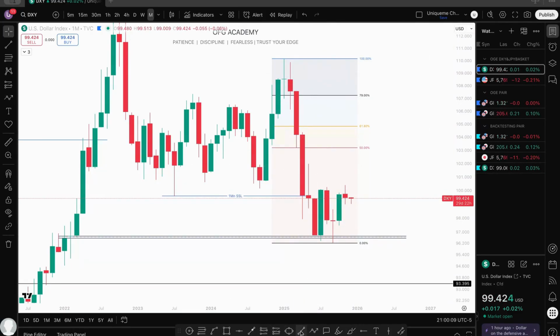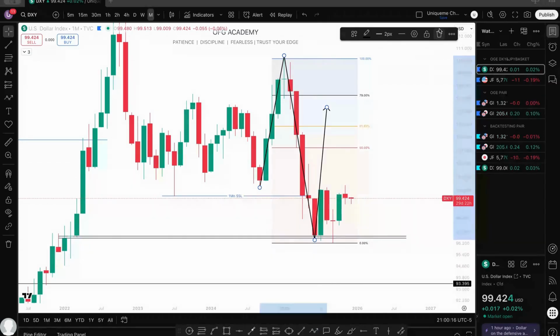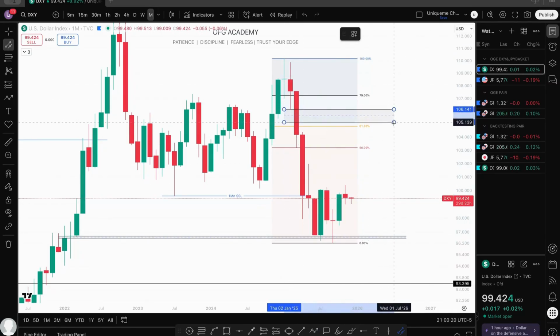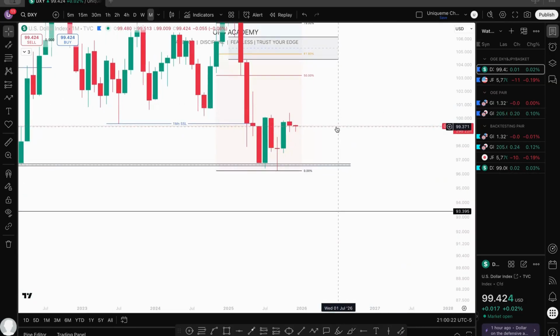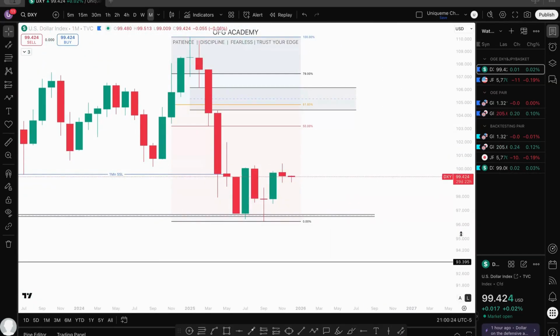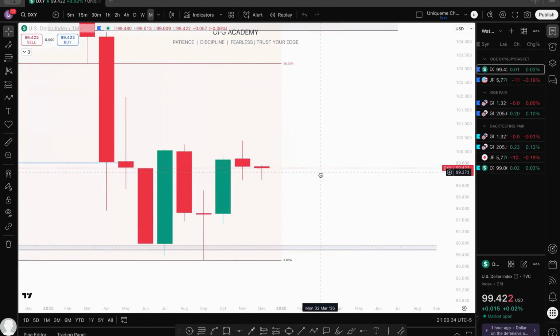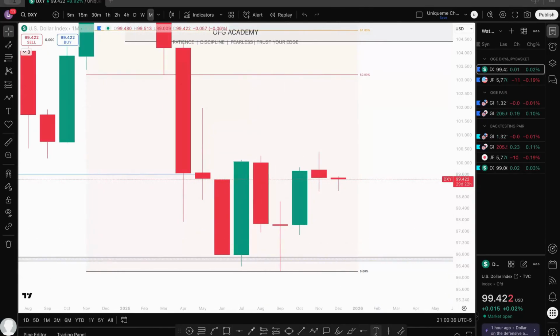So price has done this in front of us and taken our external, so external to internal, right? Before it goes down again. So I have here my fair value gap that I want price to tap into. Next question now is, where is price currently? I know where price is coming from and where price is going to.